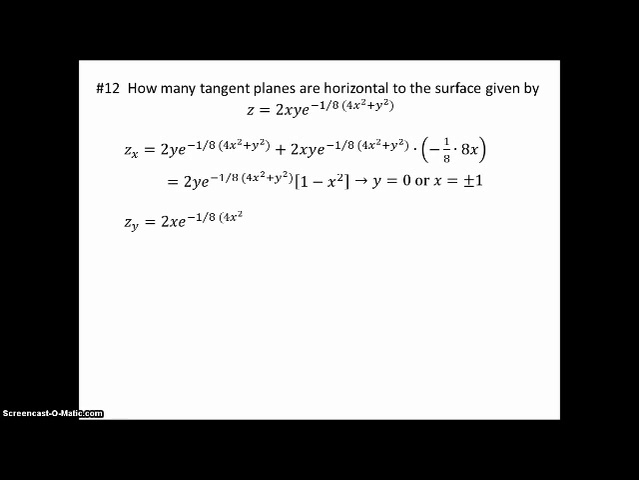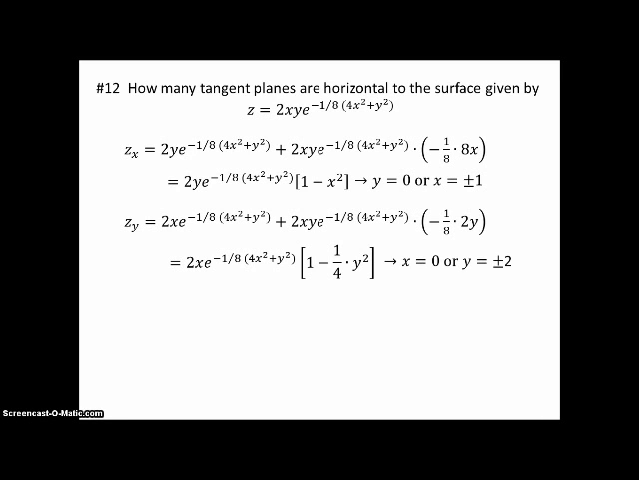Now the partial derivative with respect to y is very similar. The only difference really is that the derivative of 2xy is 2x, and the derivative of the exponent of the second part is negative 1/8 times 2y instead of negative 1/8 times 8x. And again, we can factor out what we can, and we get two solutions again. Either x is 0 or y is plus or minus 2. So now we have a cornucopia of points. Here are all the combinations of x's and y's.